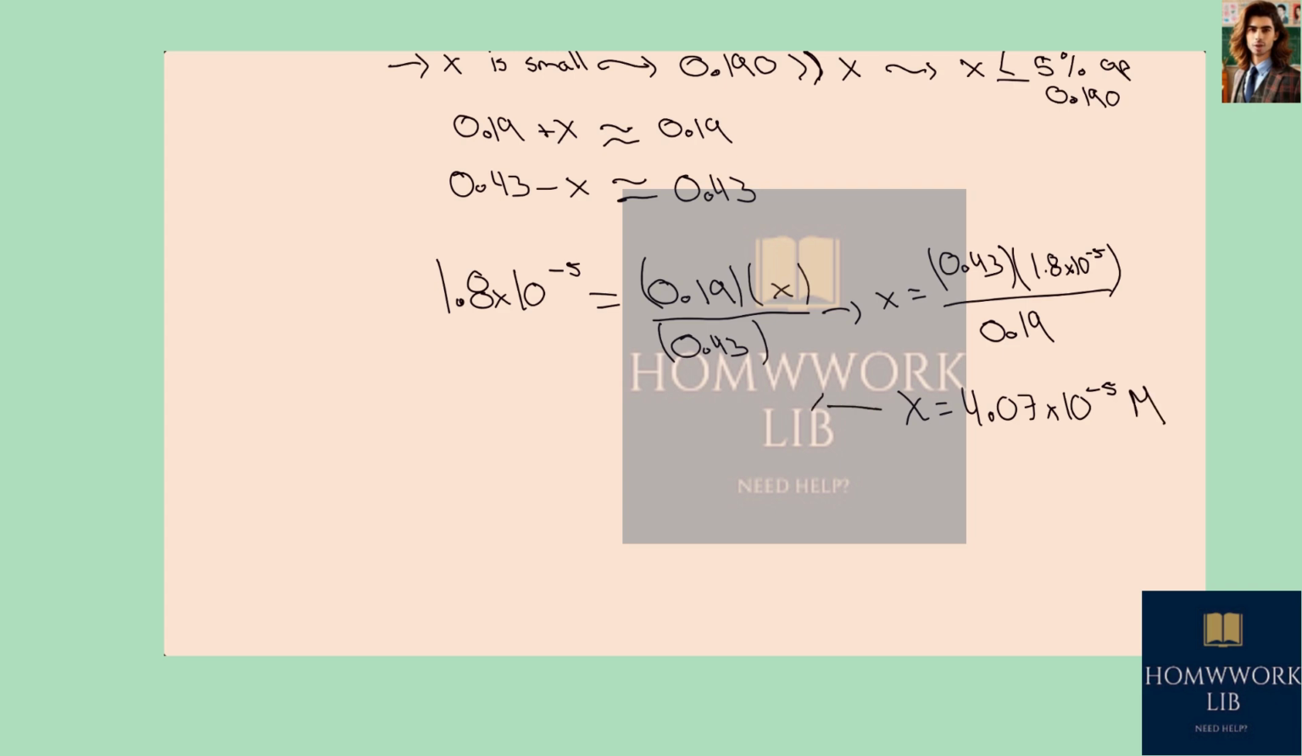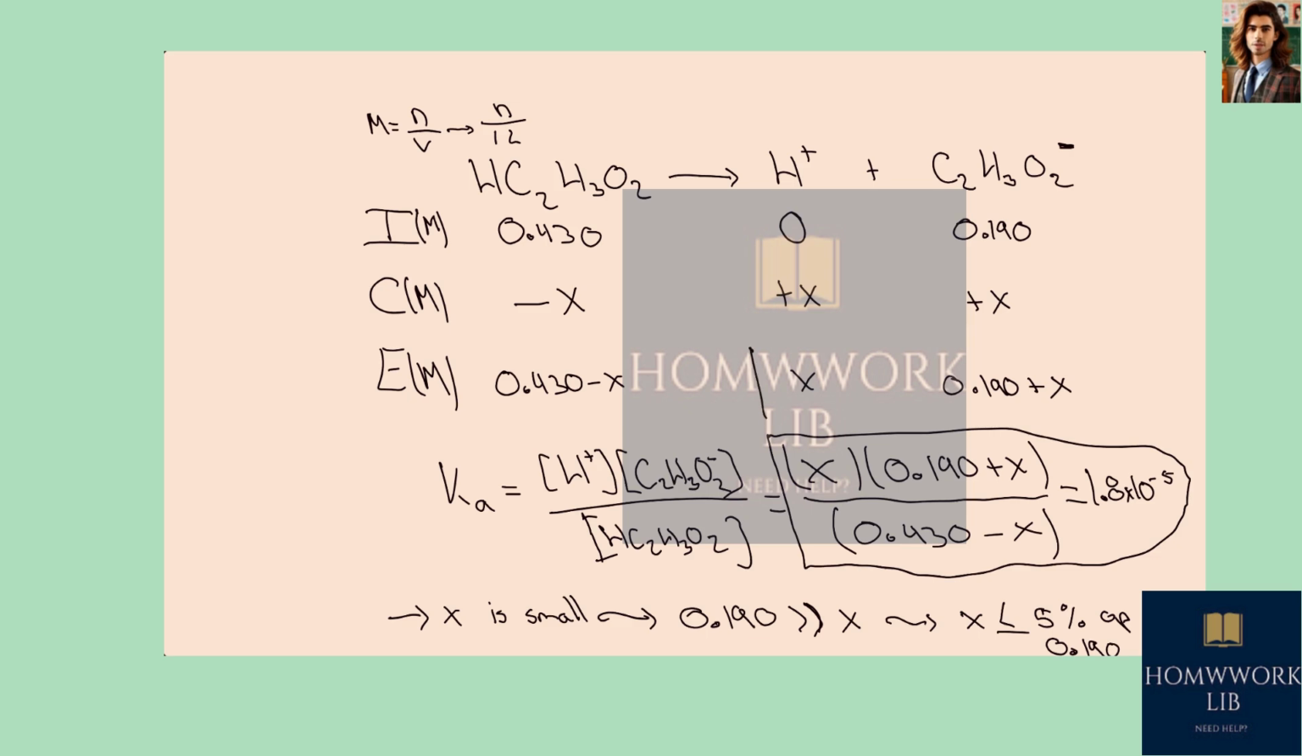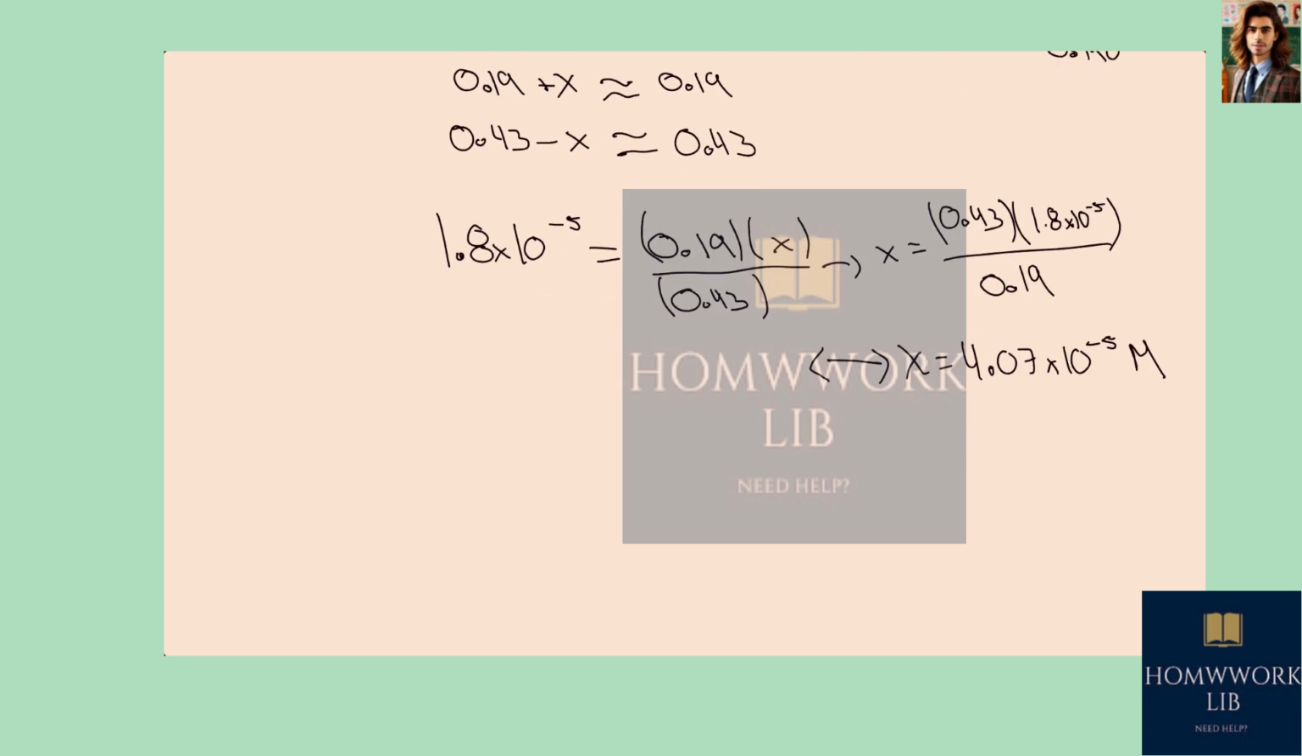Remember that this X was the amount of H plus at equilibrium in concentration directly. So, since this is the concentration of H plus, we can calculate the pH as minus the logarithm of that concentration, which is minus the logarithm of X, which is 4.39. And that would be our final pH.